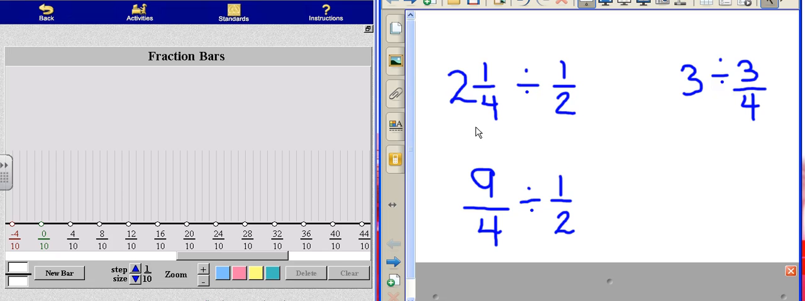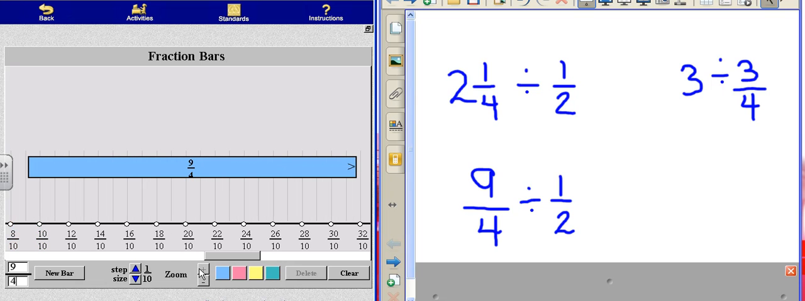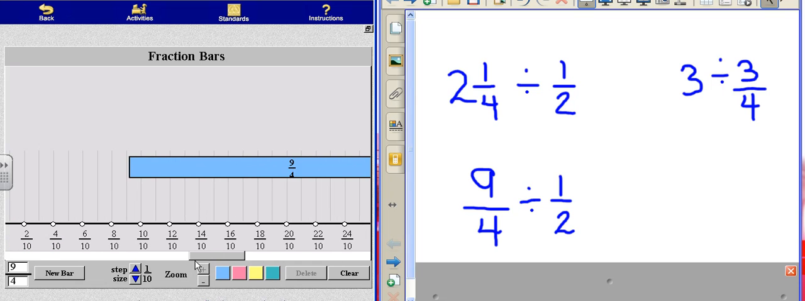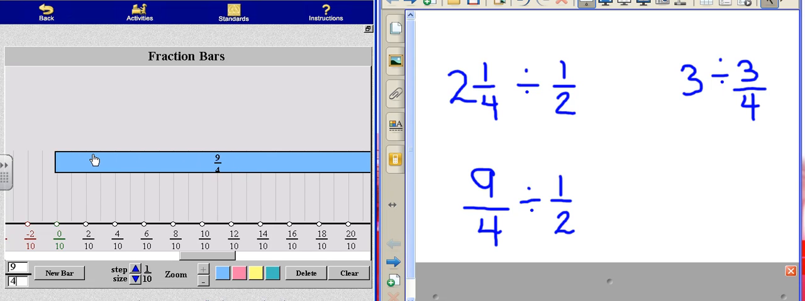When we do that, we multiply the 2 times the 4 and we get 8, and we add the 1 that we have here, and now we have 9 quarters. So let's go ahead and show that by clicking right in here, and we have 9 divided by 4 as our new bar. You can zoom in a bit, and we can also make sure that this is lined up with 0.